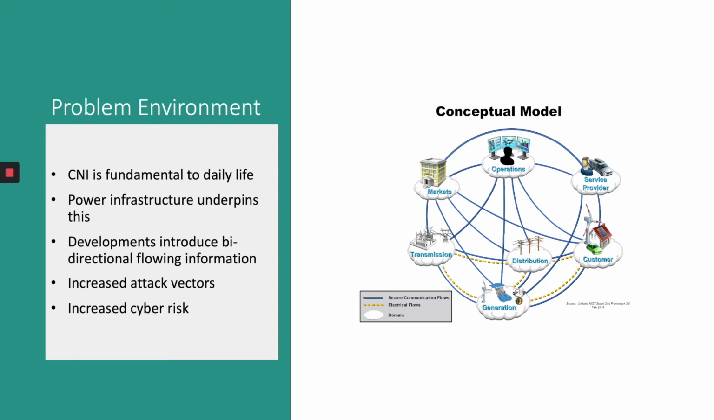Critical national infrastructure is fundamental to daily life and the PSGE supports this. The smart grid is created through developments on the traditional grid by introducing bidirectional flowing information, as shown by the diagram on the right. This bidirectional flowing information reduces power wastage by introducing demand-driven supply, however increases attack vectors and therefore increases the cyber risk. This is why this solution was needed.